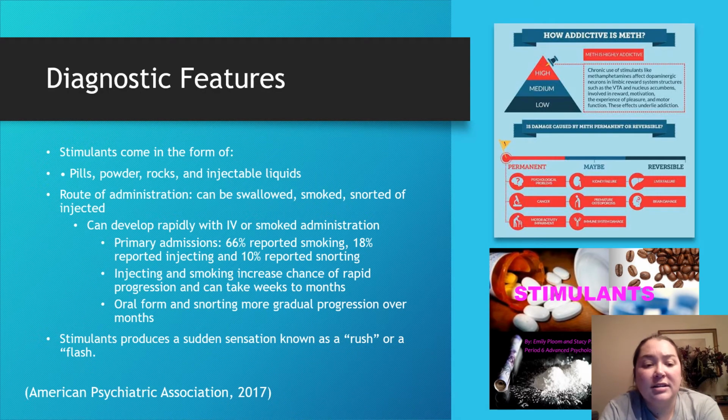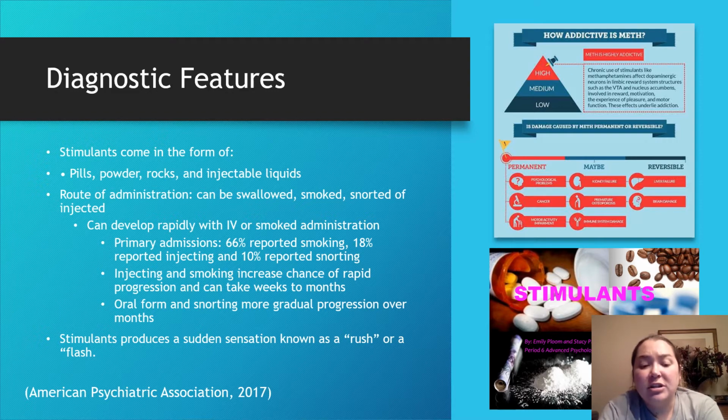So what are the diagnostic features? Stimulants come in the form of pills, powders, rocks, and injectable liquids. As for the route of administration, it can be swallowed, smoked, snorted, and injected. You can develop stimulant use disorder rapidly with IV or smoked administration. It's a very highly addictive substance.